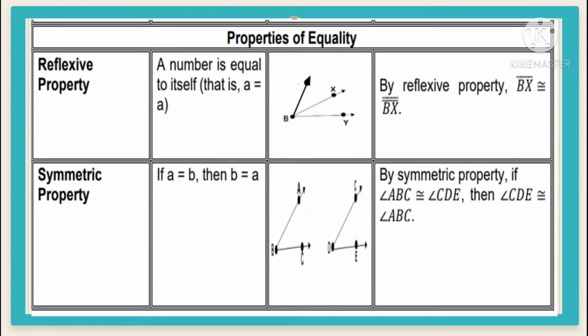Let us proceed to properties of equality. Reflexive property, a number is equal to itself. So for example, A is equal to A. So by reflexive property, line BX is congruent to line BX. In symmetric property, if A is equal to B, then B is equal to A. So, by symmetric property, if angle ABC is congruent to angle CDE, then angle CDE is congruent to angle ABC.